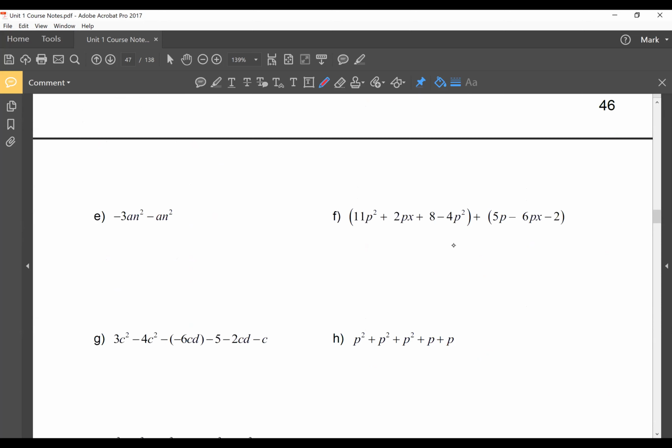Just try a few. F is particularly tricky. What I recommend is do what you can in the brackets first. And if you can do nothing, then get rid of the brackets. Okay, and I'm going to leave it like that.